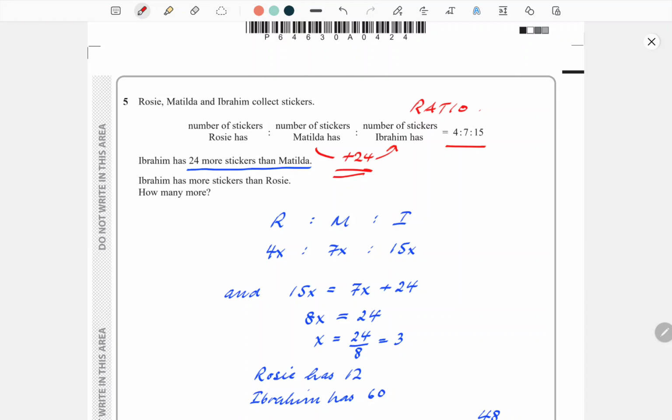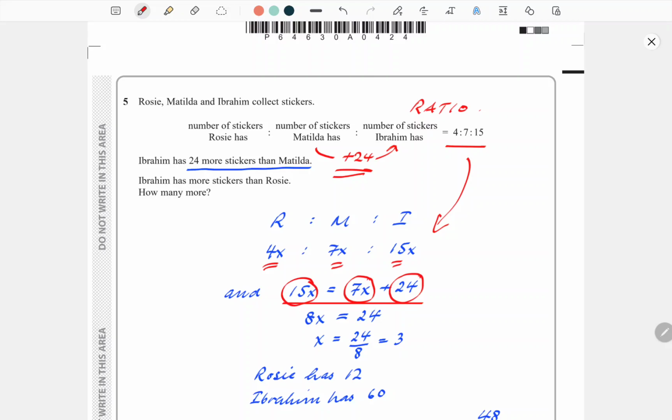So first of all, always start with an unknown. Use X or whatever you want to call it. Because of the ratios, we're going to say that Rosie has 4x, Matilda has 7x, Ibrahim has 15x. So that is according to the ratios. Then we have that extra bit of information. You have to relate Ibrahim's number to Matilda's number. And that's that equation there. This is Matilda's. Add your 24 and you get Ibrahim's.